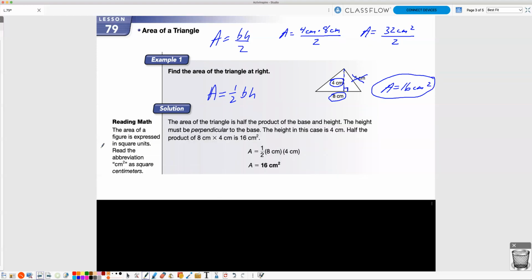So the area of a figure is expressed in square units. So remember that, square units. Read the abbreviation centimeters squared, or square centimeters, you could say.